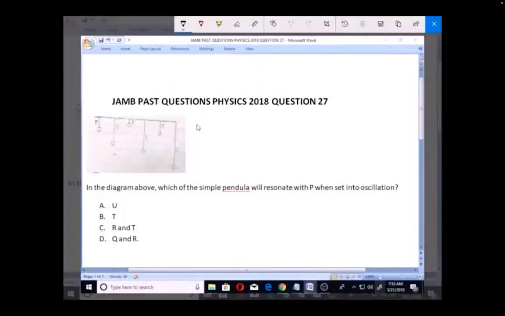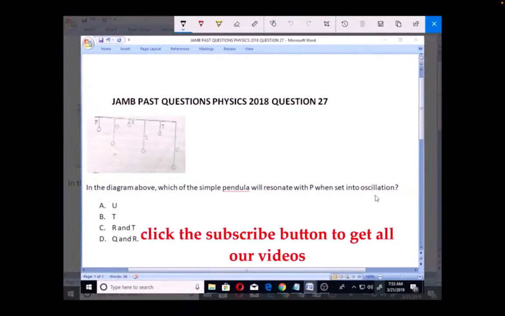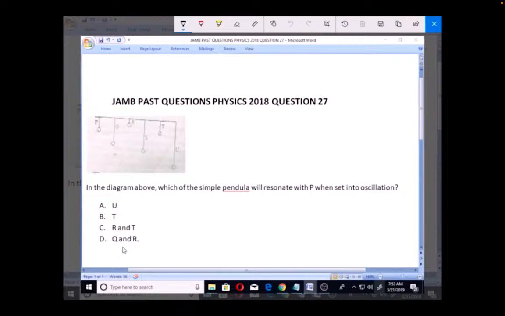Welcome. Let's look at this JAMB past question, Physics 2018, question number 27. In the diagram above, which of the simple pendula will resonate with P when set into oscillation? A, U, B, T, C, R and T, D, Q and R.